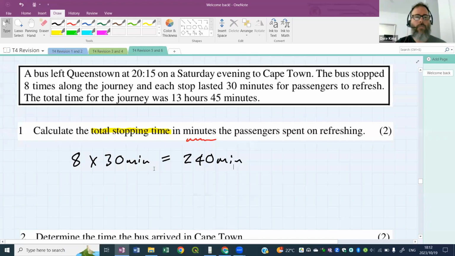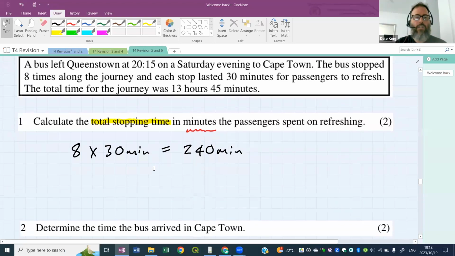Okay, next question. The next question says, determine the time the bus arrived in Cape Town. All right, 2 marks, should take you about 2 minutes. Remember that you're working at about a mark a minute. It's a little bit more than that, but just try and work to a mark per minute.